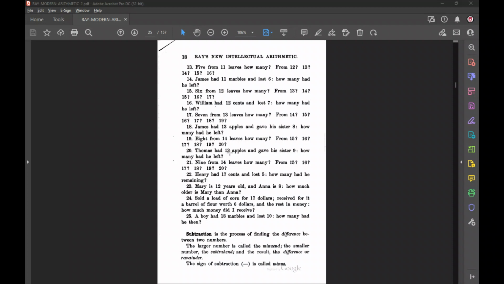Subtraction is the process of finding the difference between two numbers. Recite that. Repeat it with me. Ready? Subtraction is the process of finding the difference between two numbers. That's the definition of subtraction.